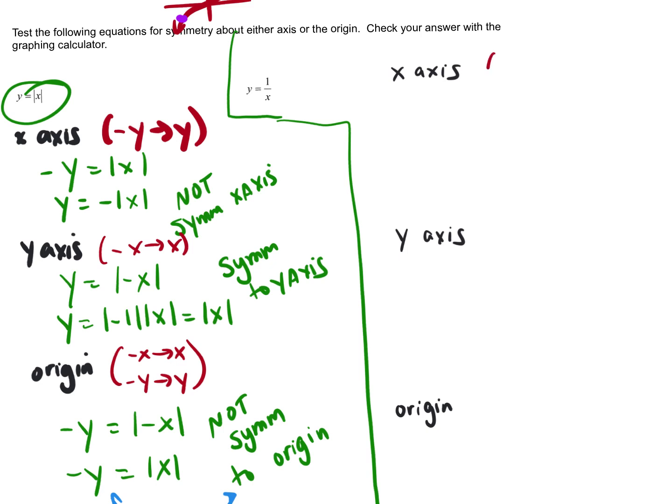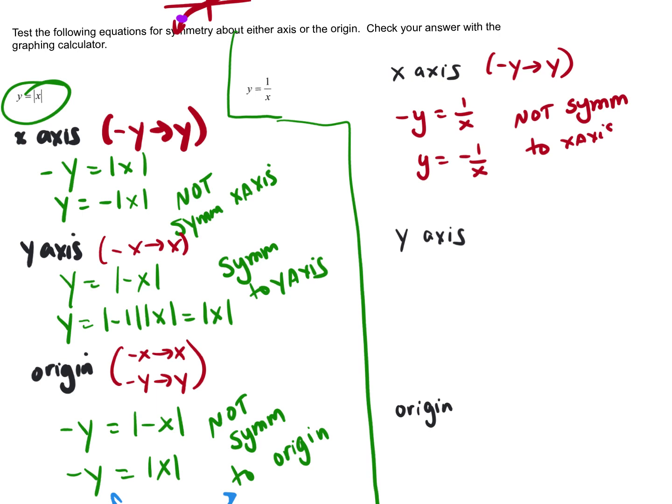So again, for the x-axis, we're going to place negative y in for y and see if it's the same. So if I do that, it is going to be negative y equals 1 over x. Well, there's not really a good way to get rid of this negative. I could multiply both sides by negative 1, but that's not going to get me anywhere, so this is not symmetric to the x-axis. If it doesn't turn out the same, then it's not symmetric.